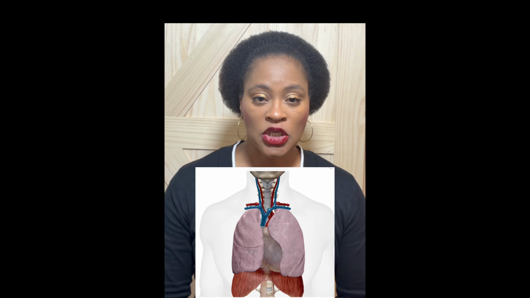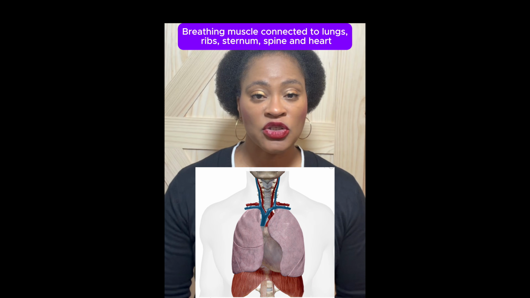What is the diaphragm? The diaphragm is our main breathing muscle. It is located right here. It's in the shape of a dome, and it separates our thoracic cavity from our abdominal cavity. The diaphragm is attached to the lungs, to the ribs, to the spine, and even to the heart.